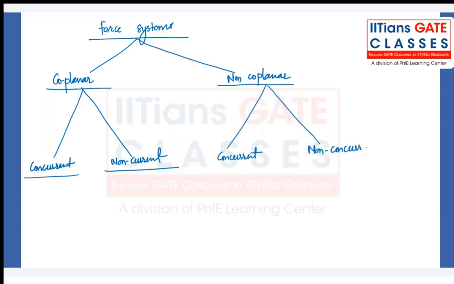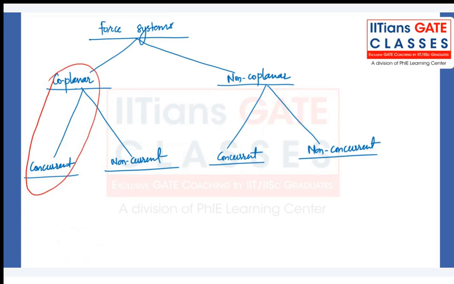Okay, so I hope you understood the difference between coplanar and non-coplanar. A coplanar force system is one where the forces in the system lie in a single plane, and if forces are not lying in a single plane, we call it a non-coplanar force system. Okay, what about the concurrent? So we should say it like this: coplanar concurrent force system. What is this force system?